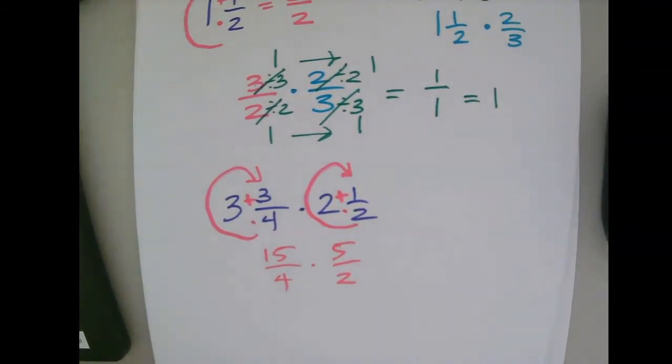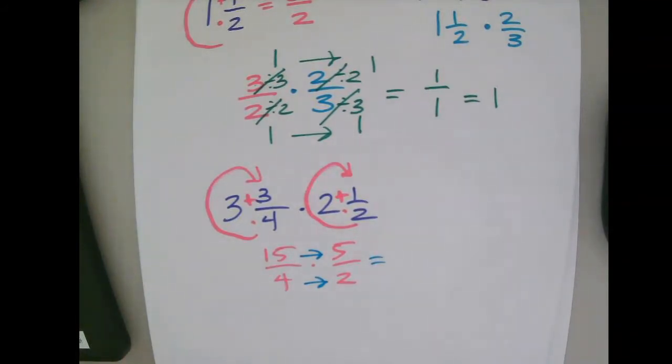Next, we want to look at our diagonals and see if there's anything we can simplify. If not, we can just multiply straight across. So 15 and 2, is there a number that can go into both 15 and 2? No, there really isn't. How about 4 and 5? Is there a number that can divide into both 4 and 5? No, there isn't. So for this one, we're just going to multiply straight across.